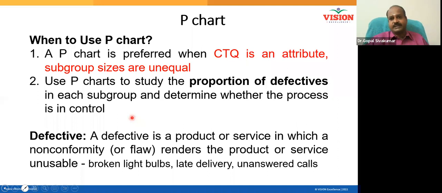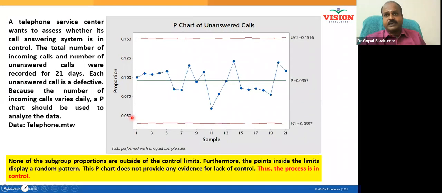And now there is a case. A telephone service center wants to assess whether its call answering system is under control. The total number of incoming calls and the number of unanswered calls were recorded for 21 days. Each unanswered call is defective. Now tell me, what is our focus, defect or defective?